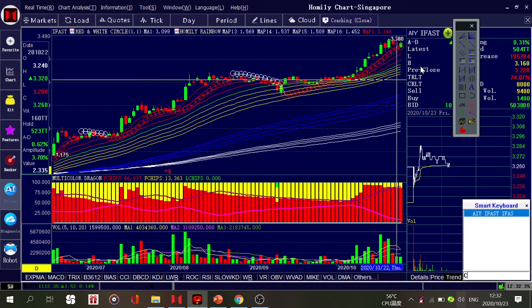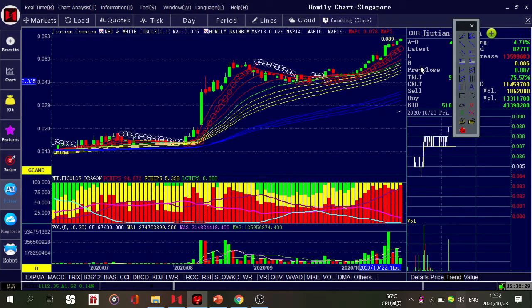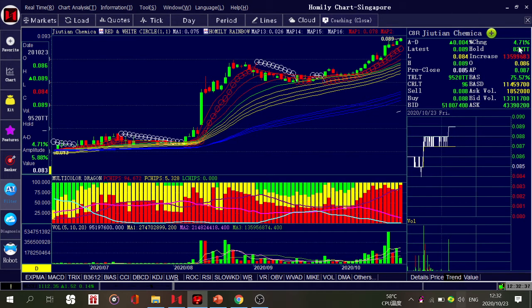Then for 秋天 Chemical, it is the same. You follow the system, right? Follow the system. Keep holding until today. Today it also went up by 4.71%, right? But our rule is we don't chase after the rally. We don't want to buy now because it's very high for short-term trading.